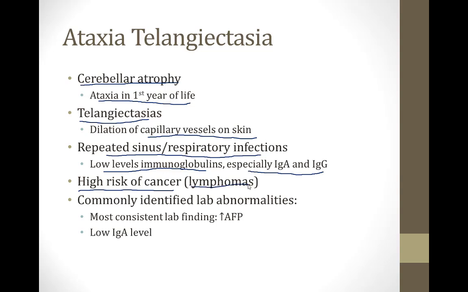Commonly identified lab abnormalities when these children are worked up include an elevated level of alpha-fetoprotein. Why alpha-fetoprotein is high is not clearly understood, but that is commonly seen in ataxia telangiectasia. And then there's often a low IgA level. As I said, IgA is one of the antibodies that's usually abnormal in this condition.